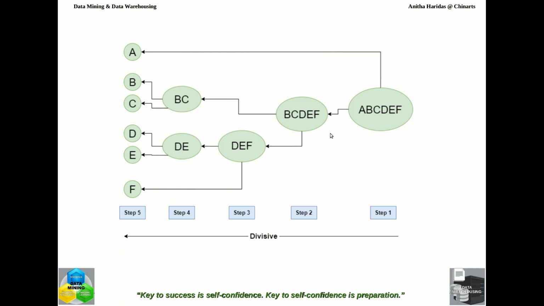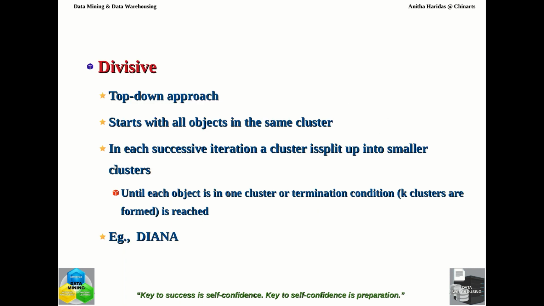That is what we have seen, all the objects in the same cluster, and in each successive iteration a cluster is split up into smaller clusters until each object is in one cluster or a termination condition is reached, right? So your termination condition can be the number of clusters, or the maximum number of objects in one particular cluster. Like that you can define any terminating condition. DIANA is one of the very popular algorithms for divisive hierarchical clustering.